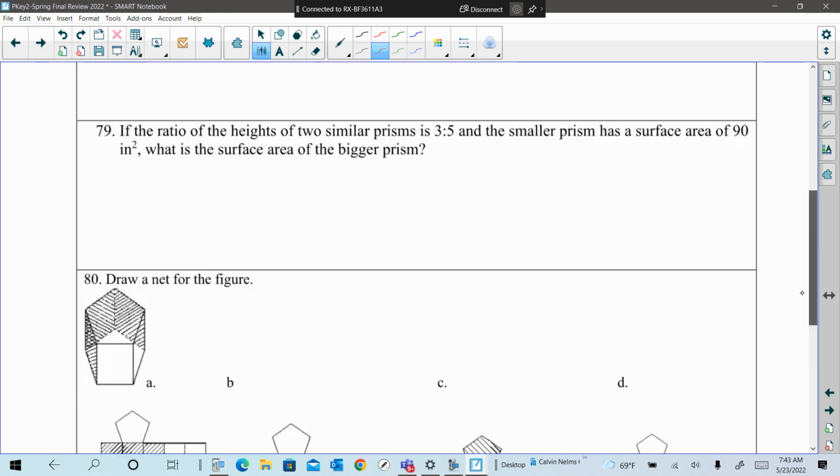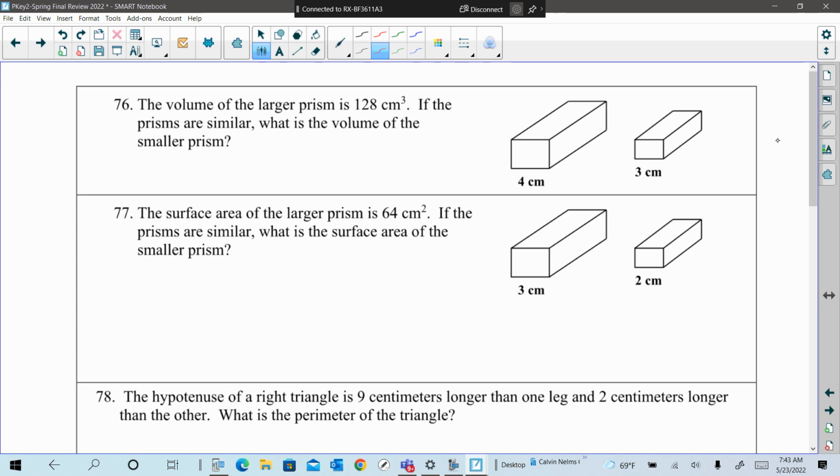All right, and then the last section here is remembering how the ratio or the scale factor affects volume and surface area. They tell you the volume of the larger prism is 128 centimeters cubed. If the prisms are similar, what's the volume of the smaller? They're trying to show you the 2 here. Here is your ratio. It is 4/3, so your scale factor is 4/3.